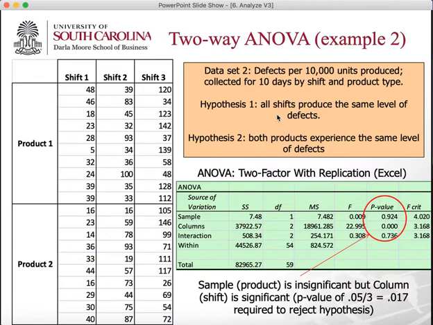I can reject that because what this is showing us is that the columns' impact has the significance of p-value, okay, on the number of defects. So I know that there is a significant difference. I don't know if it's 1 that's different than 2, 2 different than 3, or 1 is different than 3. I don't know that. I just know that there is a significant difference between at least one of them.